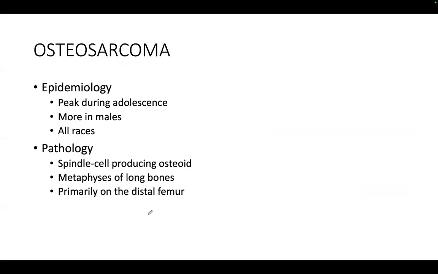Now lastly, we're going to mention 2 last cancers, osteosarcoma and Ewing sarcoma. I want everyone to take note of this. For osteosarcoma, this affects all races, more common in males. It has the famous spindle cell, osteoid. Usually affects the metaphysis, especially of the distal femur. Most common primary cancer of the bone in children is osteosarcoma. Most common.